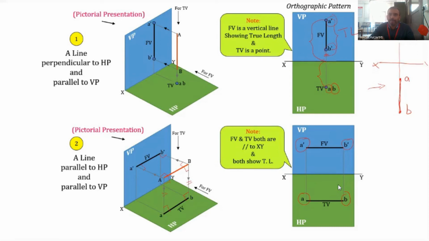Then a line which is parallel to HP and perpendicular to VP is the second condition that we have described. And the third condition is a line which is parallel to both HP and VP. So that is the third condition. These are the three conditions that we will discuss today.